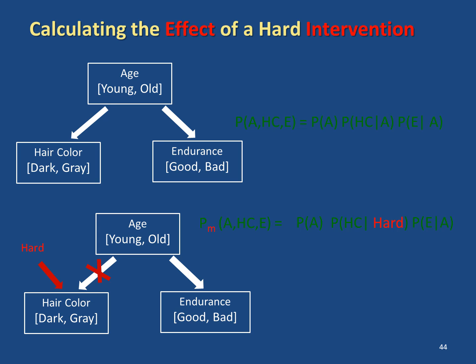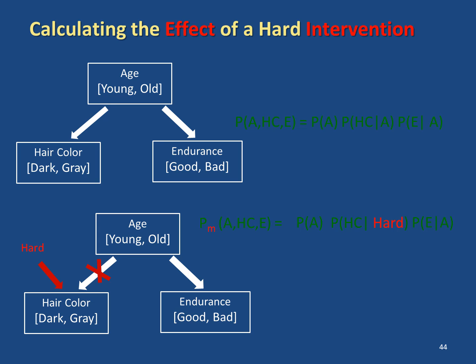Or I could say flip a coin. And so it might be that the probability of hair color given the hard intervention is 50% gray, 50% dark. I have control over that. But the only thing that the probability of hair color depends on now in this new system is the hard intervention I've introduced. And what about the other terms?